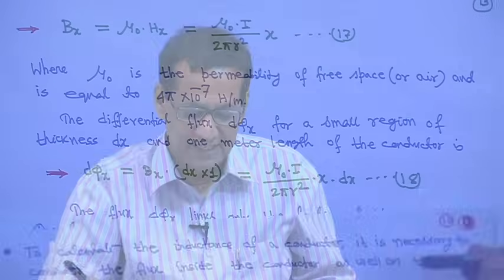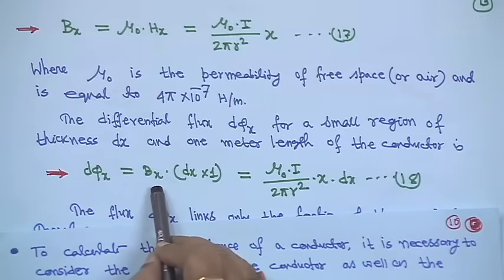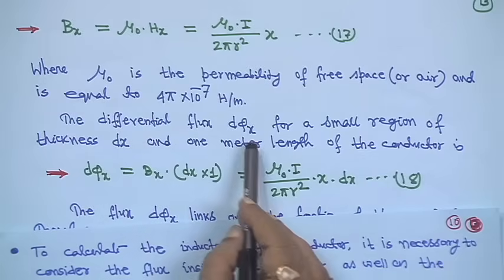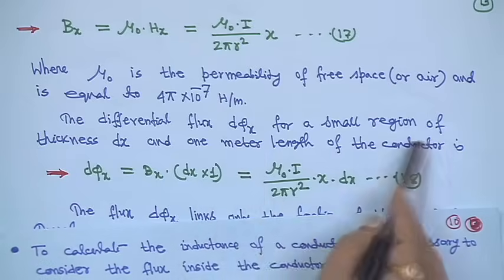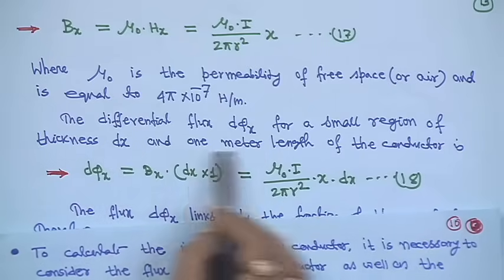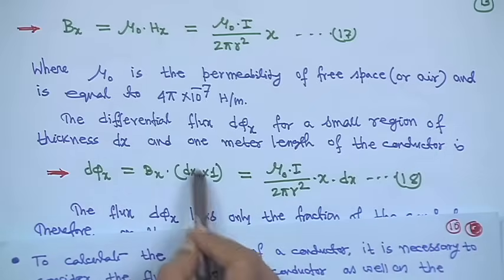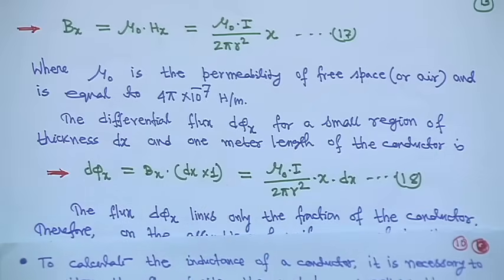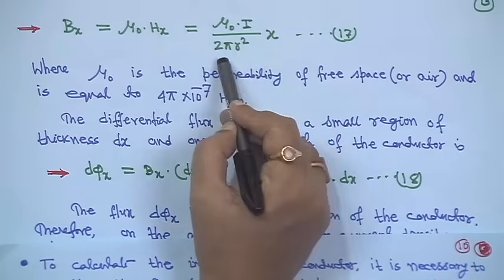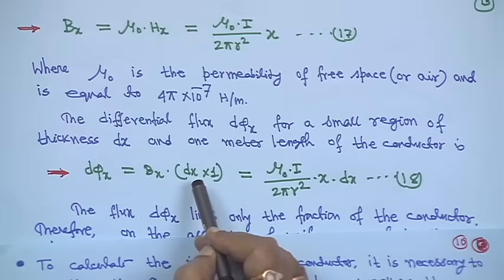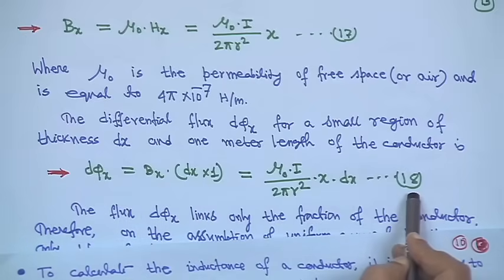So, that means d phi x is equal to the flux density in weber per meter square into this area dx into 1. That is why the differential flux d phi x for a small region of thickness dx and 1 meter length of the conductor is d phi x equal to Bx into dx into 1, where Bx is mu 0 I upon 2 pi r square into x, into dx. So, this is equation 18.